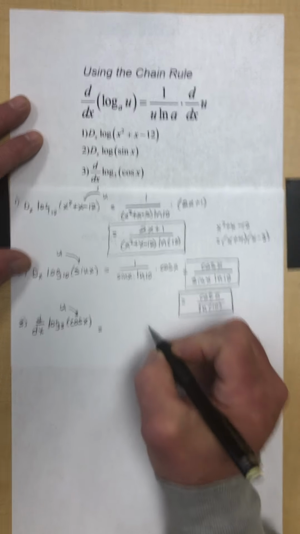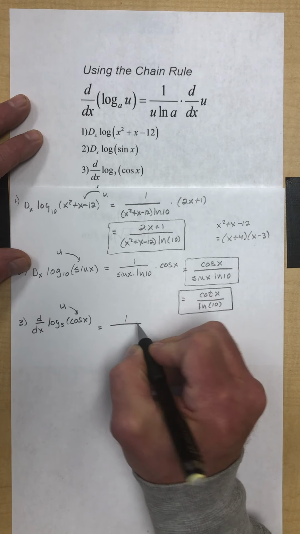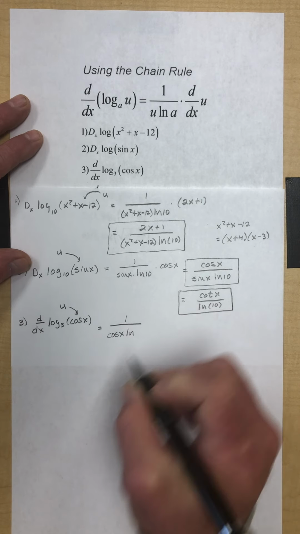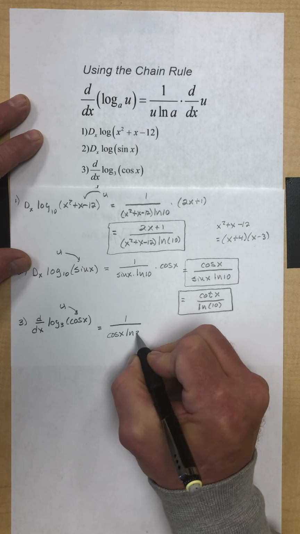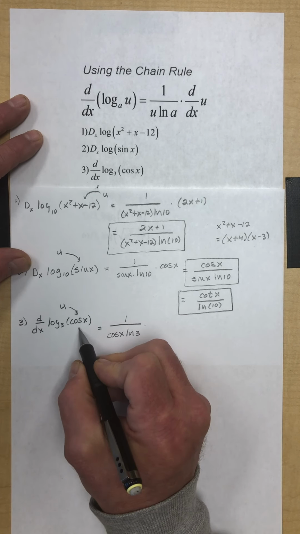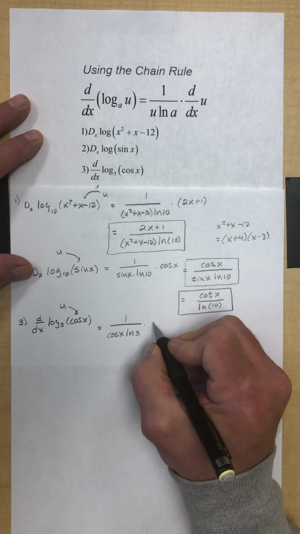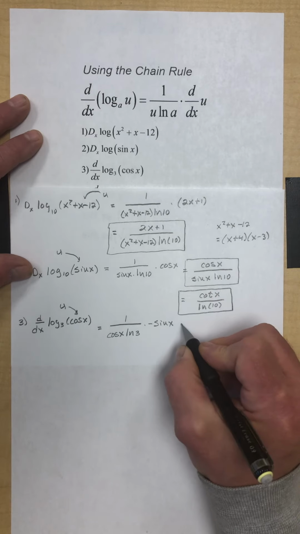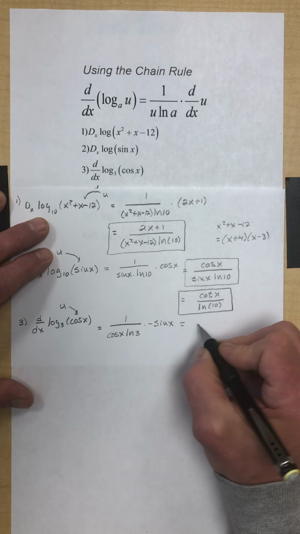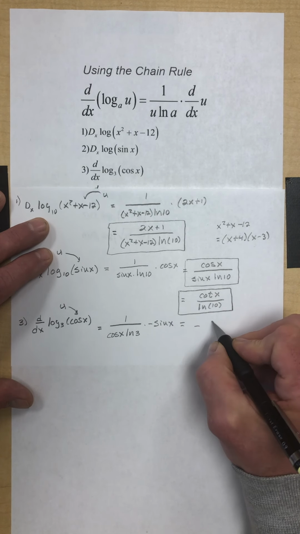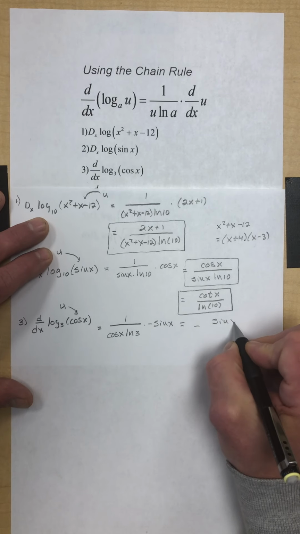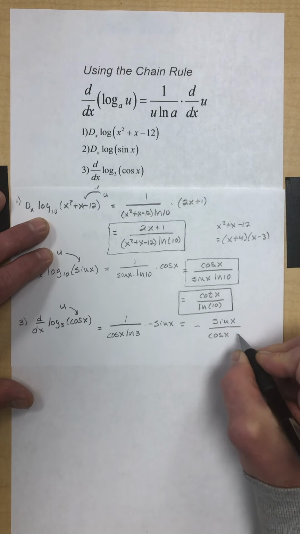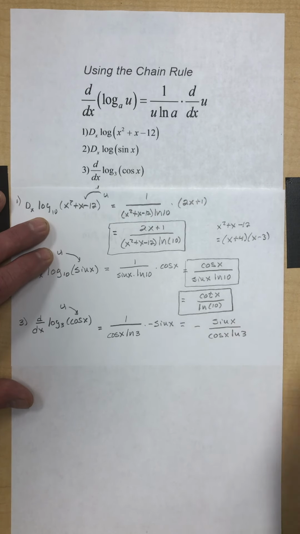Okay, so when we take the derivative, we go 1 over u, which is cosine of x, times the natural log of the base, which is 3, times the derivative of the cosine of x. And the derivative of cosine is the opposite of sine of x. All right, and then we're just cleaning that guy up. So we get the opposite of sine of x over cosine of x times the natural log of 3.